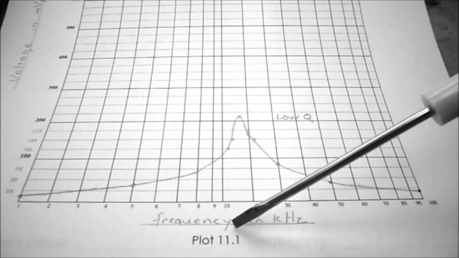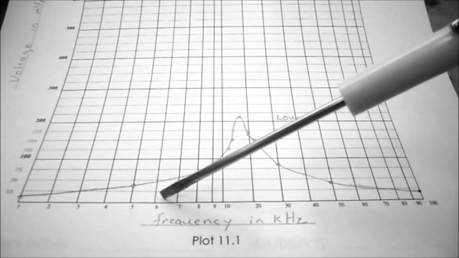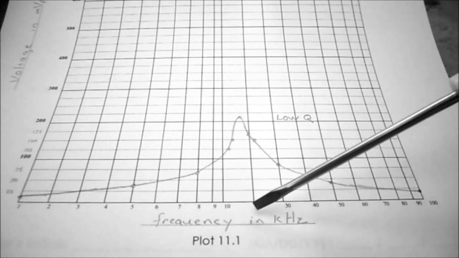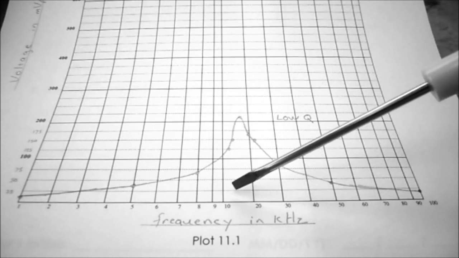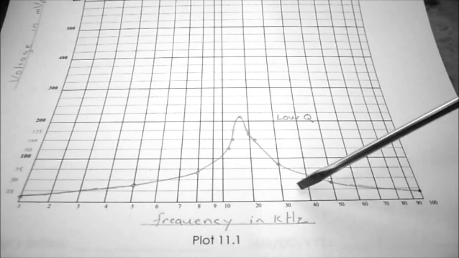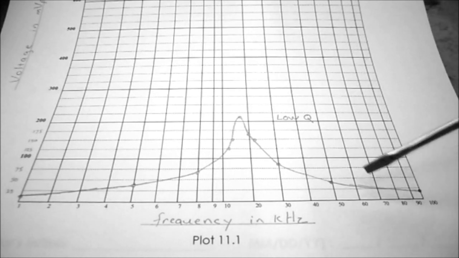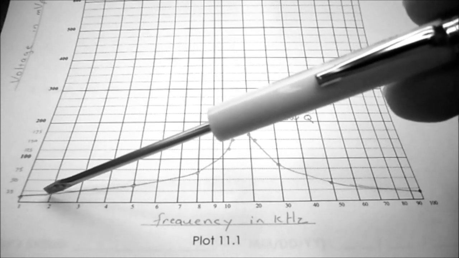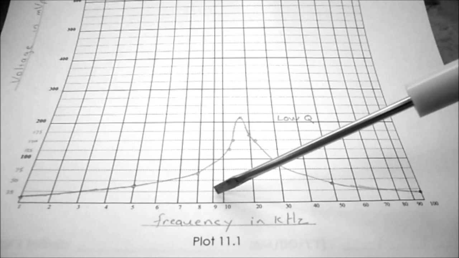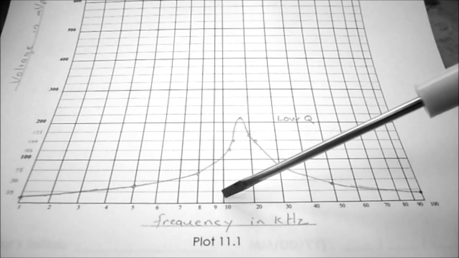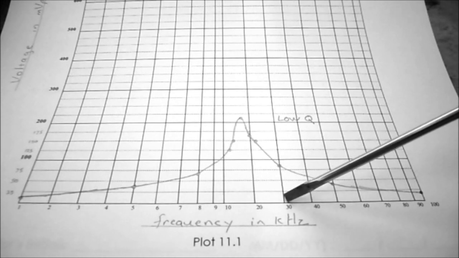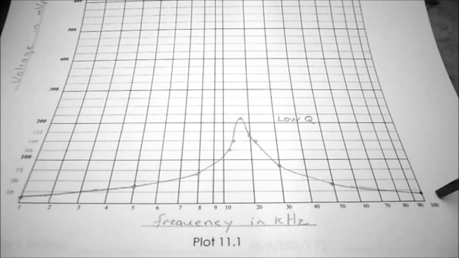So this is my plot 11.1. You can see on the horizontal axes, I've already pre-labeled it for you, and it's frequency in kilohertz. Now this is called semi-log graph paper. So on the horizontal axes, we're actually using a logarithmic scale. So it goes from 1 kilohertz all the way up to 10 kilohertz, and as you get closer to 10 kilohertz, you can see the spacing gets smaller. And then it increases by 10, so the next step is 20 kilohertz, 30 kilohertz, all the way up to 100 kilohertz.